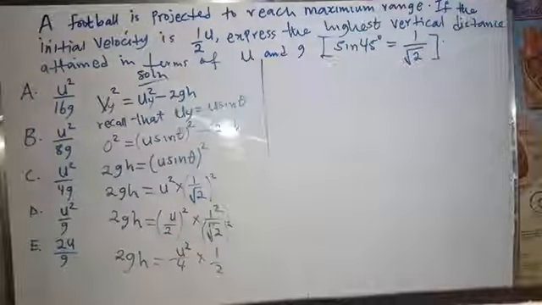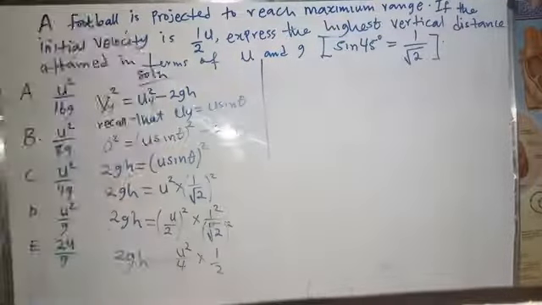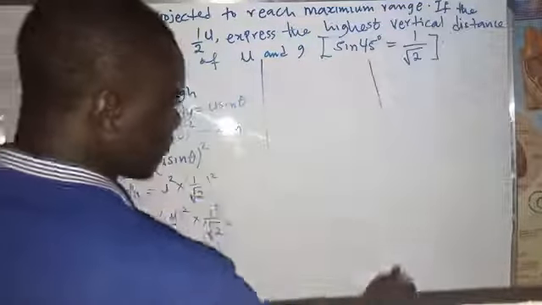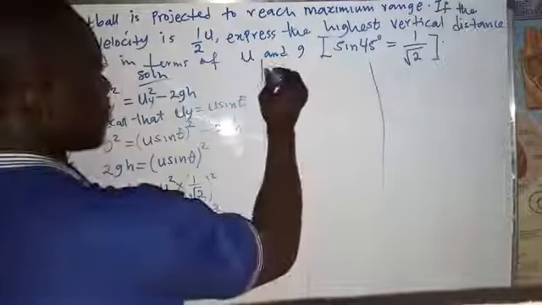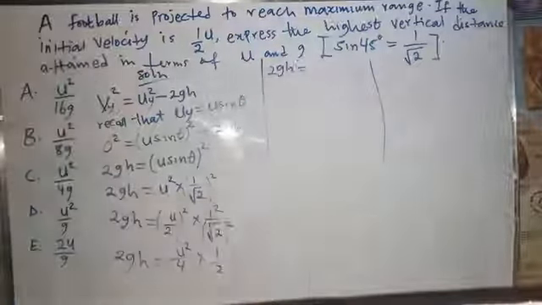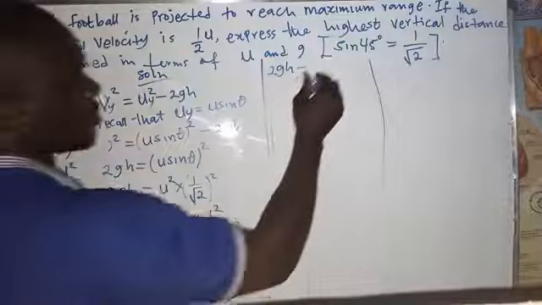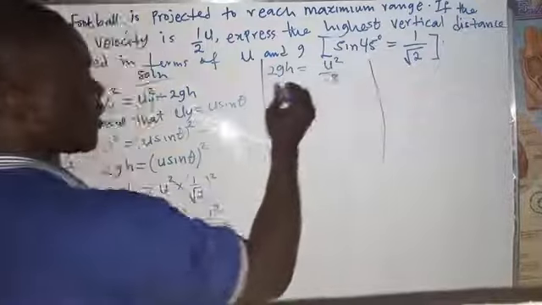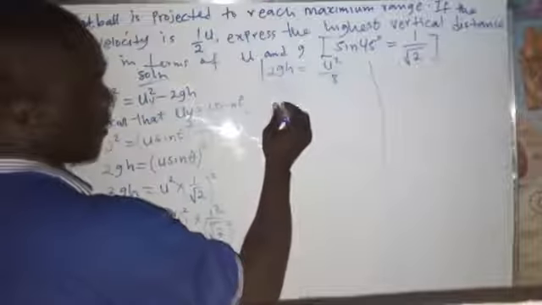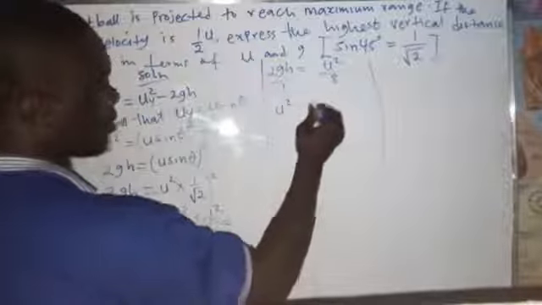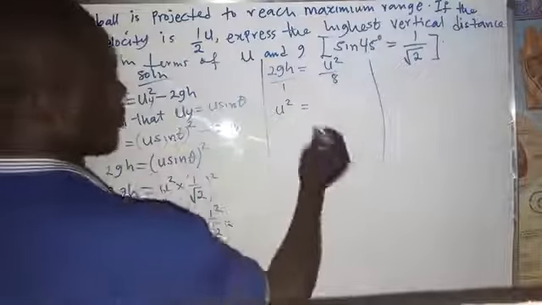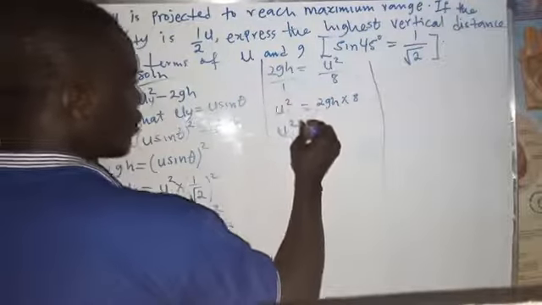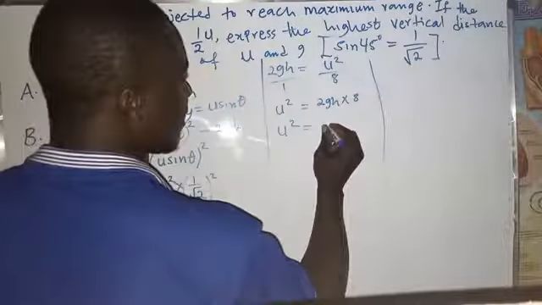Let's continue from the other side. 2gh is going to be equal to u squared times 1, which is u squared, all over 4 times 2, which is 8. Now let's cross multiply, so u squared multiplied by 1 is u squared, and it will now be equal to 2gh multiplied by 8. So u squared is going to be equal to 2 multiplied by 8, which is 16.